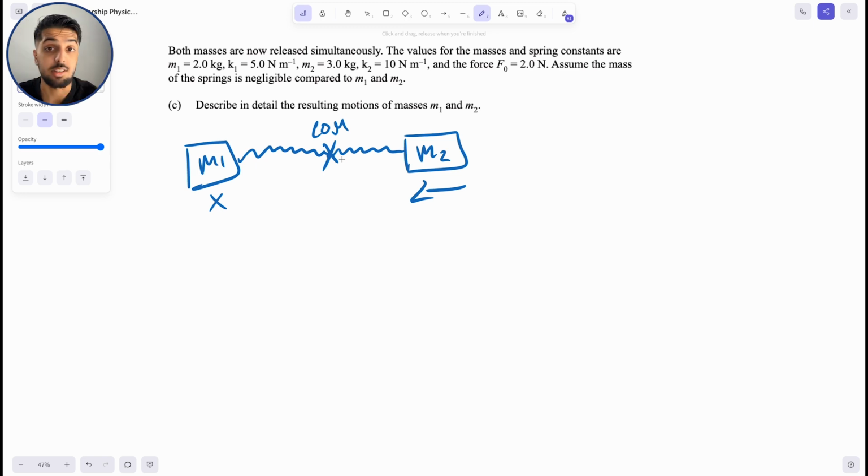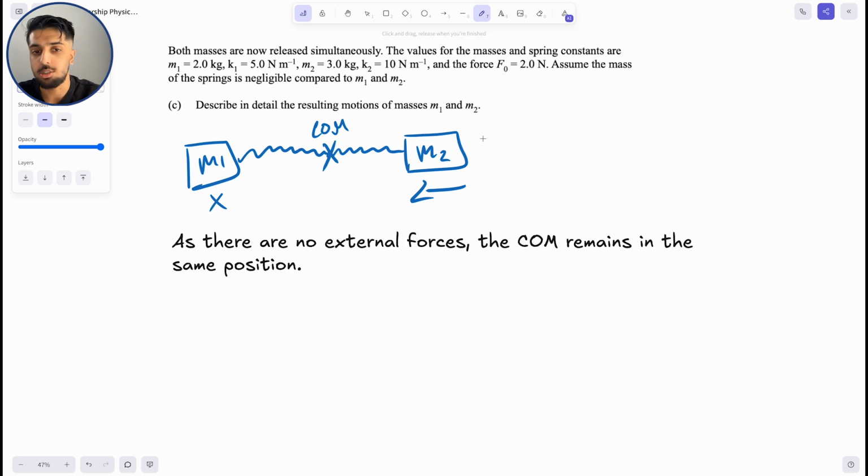The center of mass must stay in the same place, right? And that's Newton's first law in action. As the center of mass was stationary initially, and there are no external forces, it cannot just start suddenly moving. So the center of mass remains in the same spot, and so we can write that in. Everything from this question stems from the fact that the center of mass cannot move.